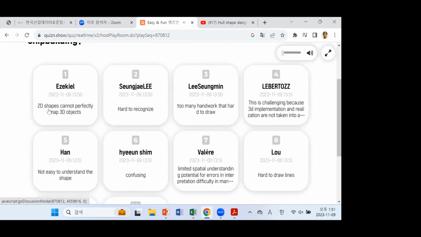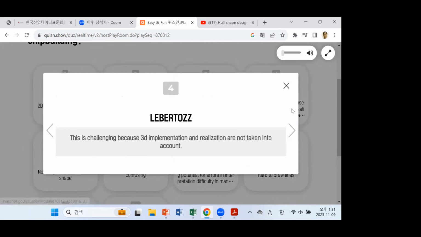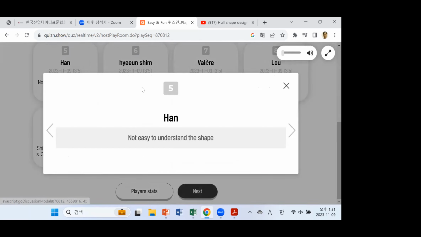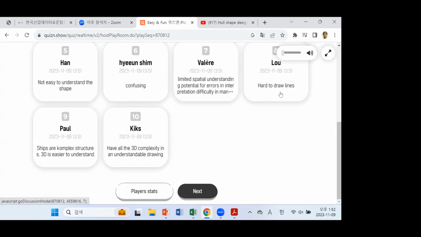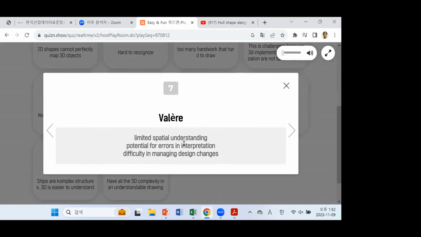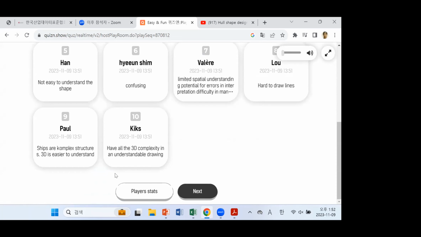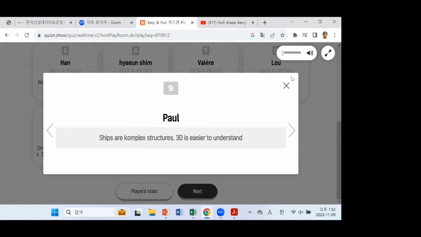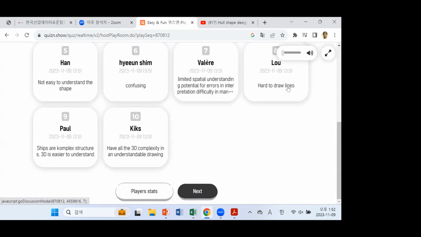One is the 2D shape, and coming back to the 3D, it is hard to make nicely and hard to draw by hand. Going back from 2D to 3D is hard work, and it's not easy to understand and imagine the shape using the 2D drawing. Confusing, limited partial understanding, error in interpretation, concentration error, and difficult to manage. That's a good point. You have to draw lines, and complex structure is easy to understand in 3D, but pretty complex in the 2D drawing. It's a very good point.